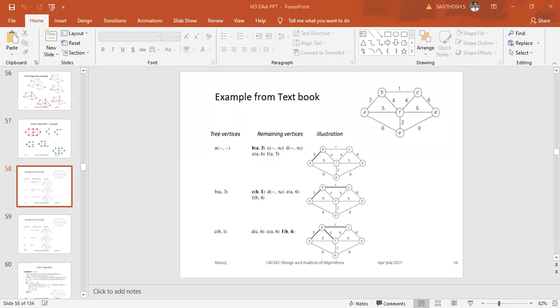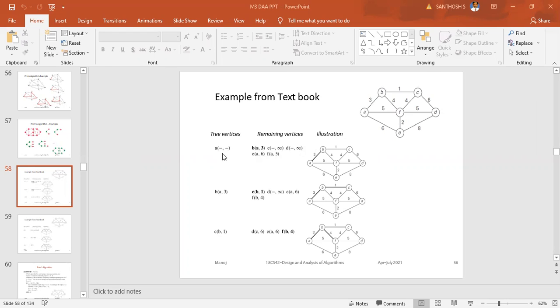And what are the paths? So A is connected directly. You have to tell me A is connected to B, A is connected to E, A is connected to F. So directly you go: A is connected to B with 3, A is connected to F with 5, A is connected to E with 6.